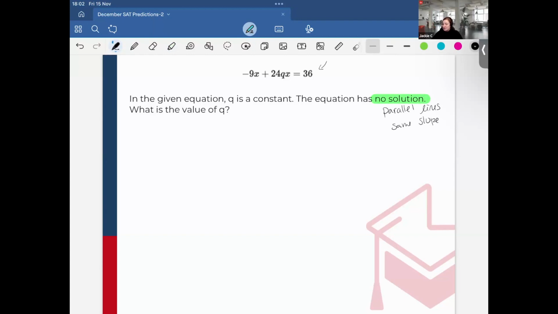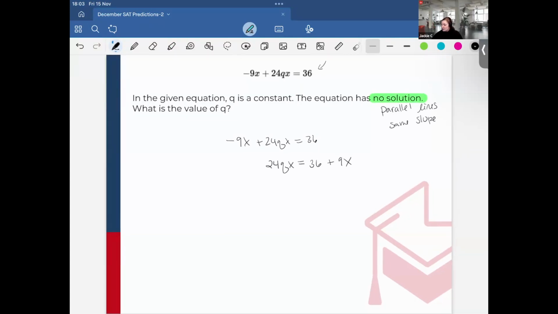So a really simple way to solve this would just be to take our original equation and move the 9x to the other side. And what I'm seeing here, like y equals mx plus b, remember the coefficient in front of x refers to the slope. So in here, this would be the slope, and on the right-hand side, this would be the slope. And then I just have to do that 24q is equal to 9. Divide each side by 24. So 9/24 is equal to q.